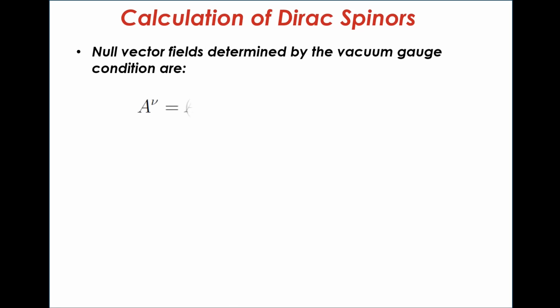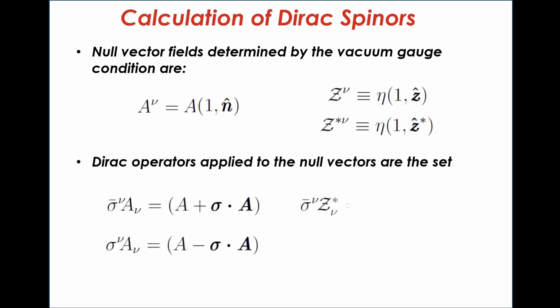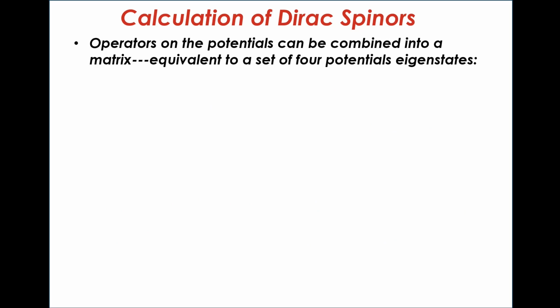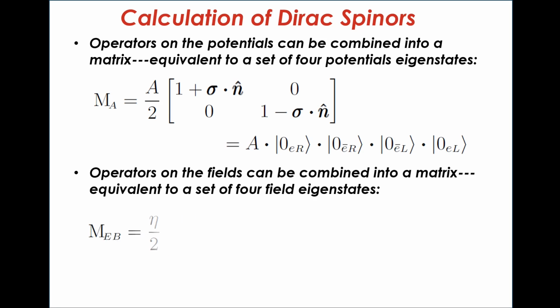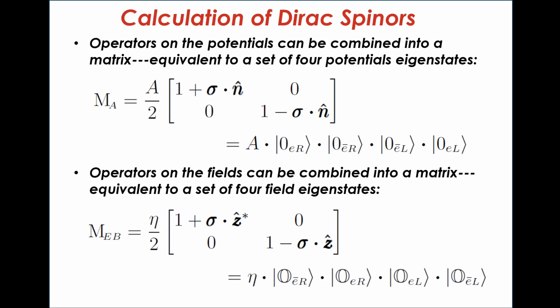Now let's write down the three null vectors that we derived from our analysis of the vacuum gauge condition. These are the light-like null potentials on the left and the null 4-vector z nu and its complex conjugate on the right. Applying sigma bar nu and sigma nu defined earlier, we arrive at a set of 4 2x2 matrices. Next, let's combine the operators on the potentials into a 4x4 matrix. This matrix is equivalent to the set of 4 potentials eigenstates. Similarly, we can also combine operators on the fields into a 4x4 matrix, and once again write this matrix in terms of a set of field eigenstates.